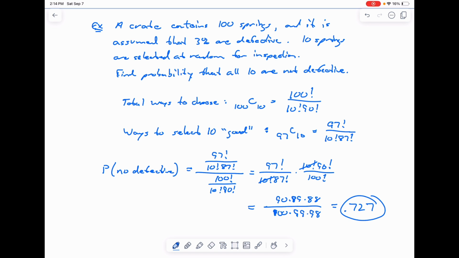10 might be too small of a sample size, because if there's a roughly 3 in 4 chance that I'm not going to find any defective springs, then it begs the question, what is the point of sampling if I'm not going to find any defective springs anyway? Okay, so it's just an example to show how we can combine the idea of a combination or a permutation into finding a probability.